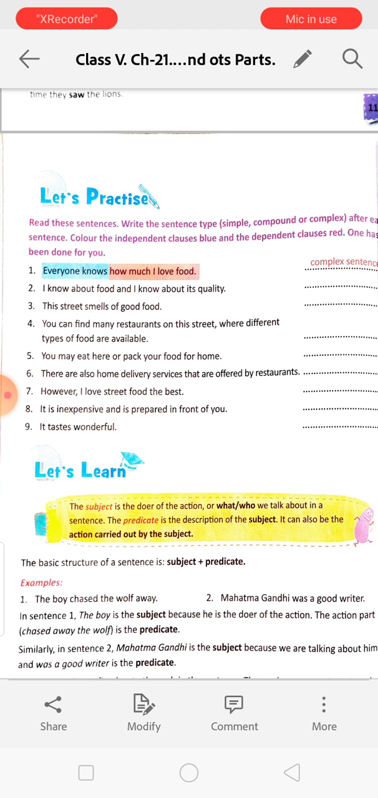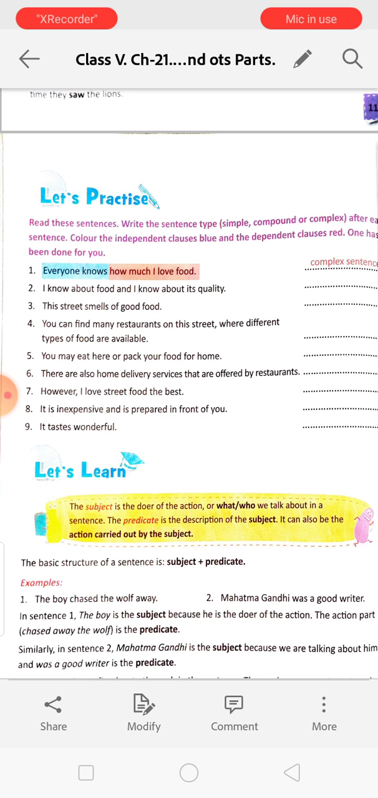So a simple sentence will contain one main verb. In a compound sentence, two clauses will be joined with a conjunction. And a complex sentence will be joined with WH words, which means who, what, where, when, like this, and there will be two clauses. Understood till here? Now I am moving to the next part.